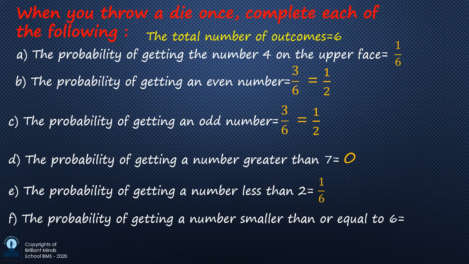And the last one here, the probability of getting a number smaller than or equal to 6. Take care. We're going to count the 6. What are the numbers we can have on the die? Maybe I have 1, maybe I have 2, maybe I have 3, maybe I have 4, maybe 5, or maybe 6. So how many chances? 6. So it will be 6 over 6, which equals 1.